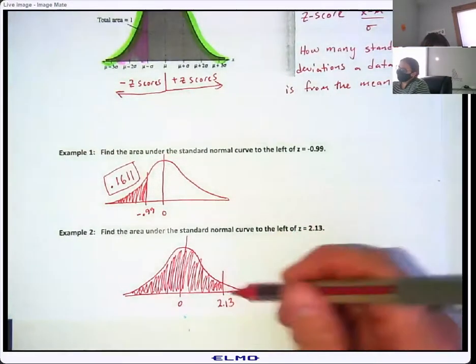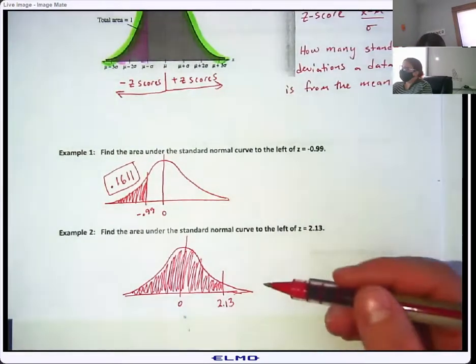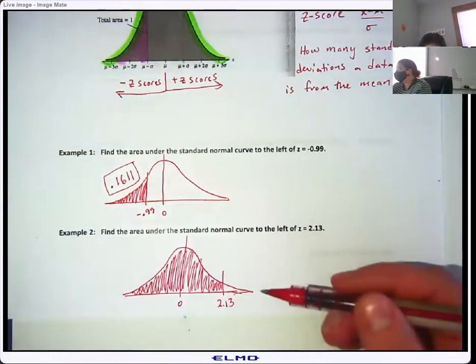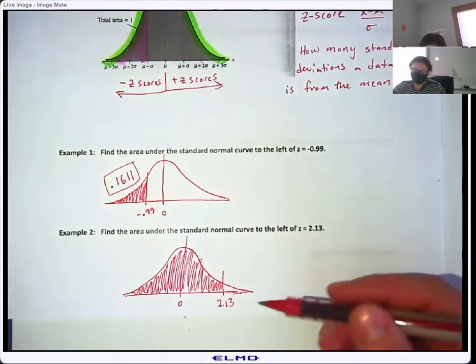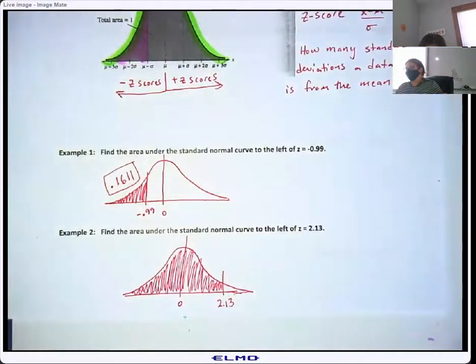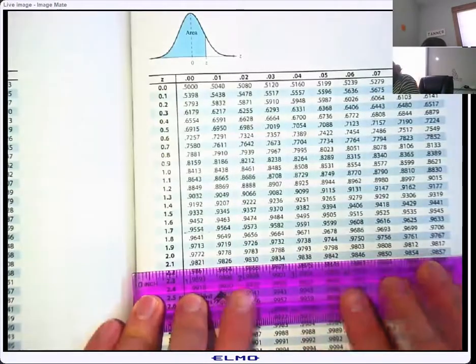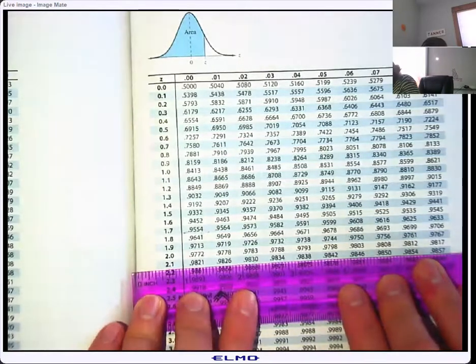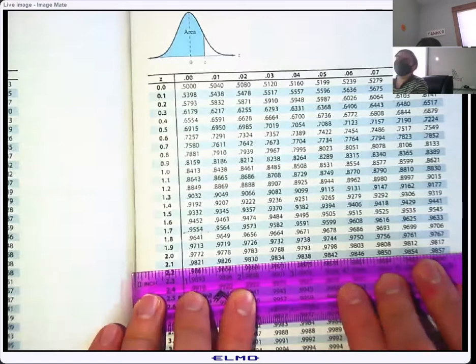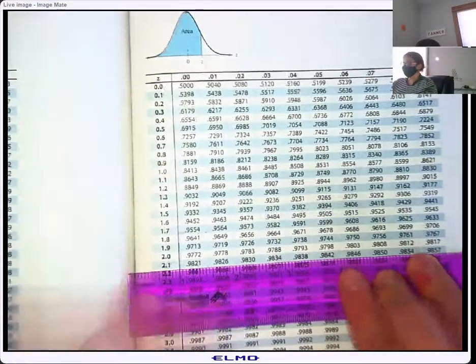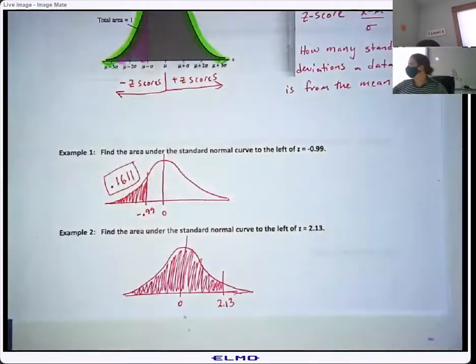All right, so what's a reasonable answer for this? 94, 95%, sure. Did you already look it up? No. Okay, so everybody look on page A17 on the right side. You're looking up 2.1 on the left, and then 0.03. I'm seeing 0.9834. You guys too? Which kind of matched what Megan's guess was.